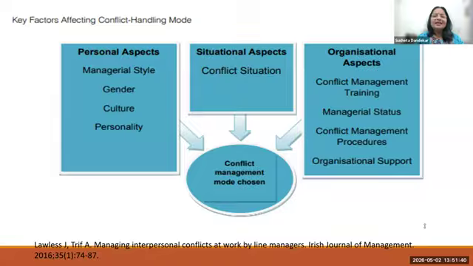Then, of course, there could be the situational aspects, the situation of the conflict, and the organizational aspect, where you need to maybe train people for conflict management. You have to find out about the managerial status and what they will say as far as the conflict is concerned. And of course, most organizations will have conflict management procedures in place, and there you have to ensure that there is also organizational support. So the conflict management mode is then chosen depending on all these three aspects: the personal aspect, the situational aspect, and the organizational aspect.